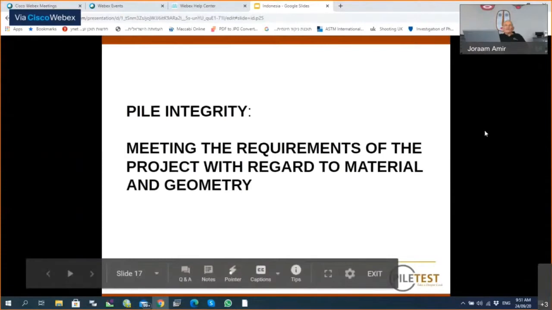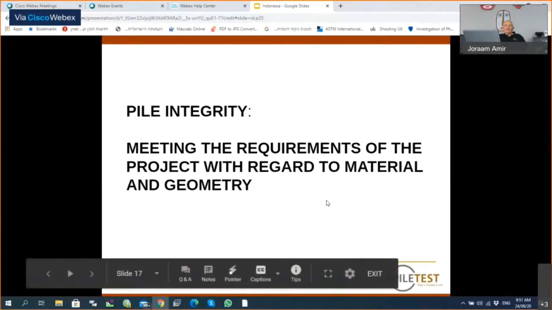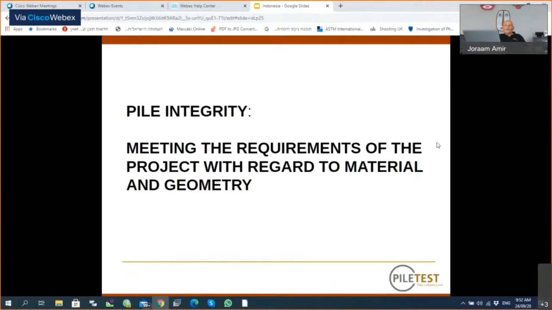And this raises the question of pile integrity. There are many definitions of pile integrity. The way I define it is meeting the requirements of the project with regard to material and geometry, which means we have drawings and we have the specifications, and these determine how the pile should look and what material it should be constructed of.